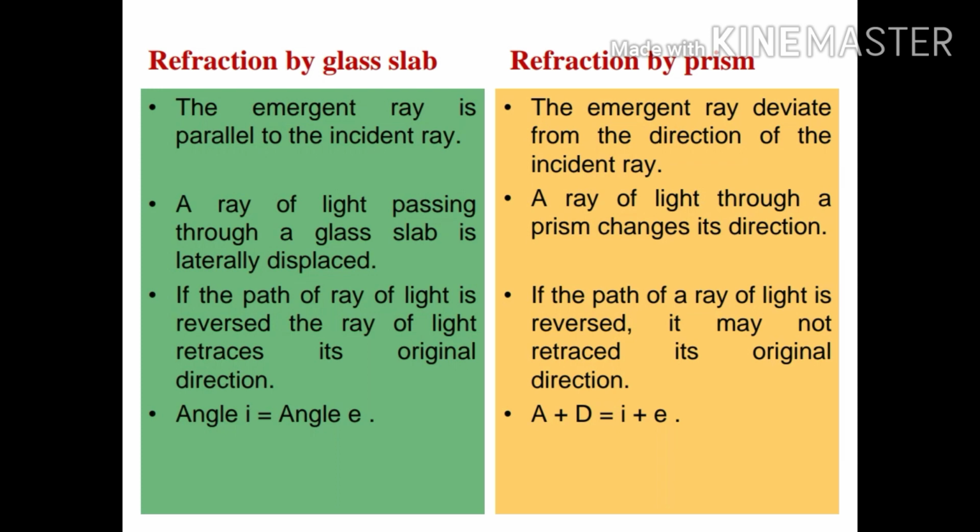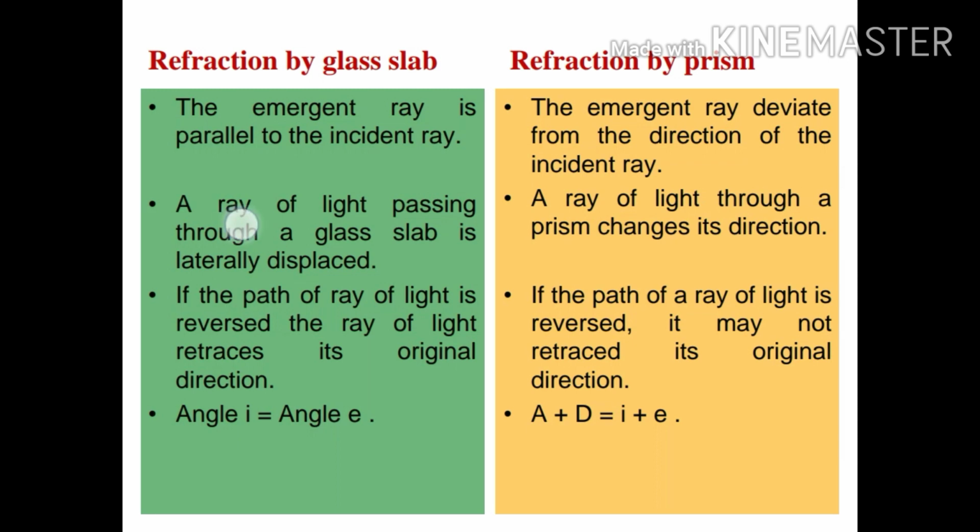Minimum deviation means that position in which the refracted ray of light inside the prism goes parallel to the base of the prism. In that case only I is equal to E in case of a prism, otherwise not. And this concept is also not in our 10th class syllabus.